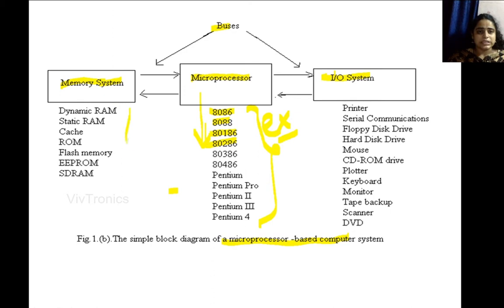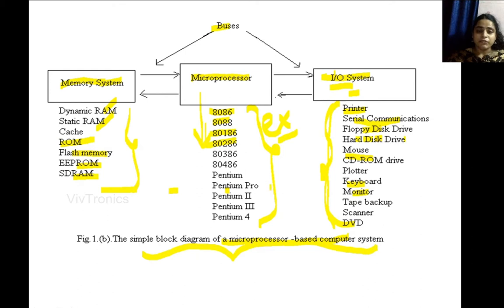So a few examples of memory systems are dynamic RAM, static RAM, cache memory, RAM, flash memory, EPROM, SD-RAM, like that. And in the IO system, all input and output devices come into account. So printer, serial communication devices, floppies, hard disk, CD-ROMs, keyboard, monitor, and all the devices are examples of our IO systems. So this is the simple block diagram of a microprocessor based computer system.